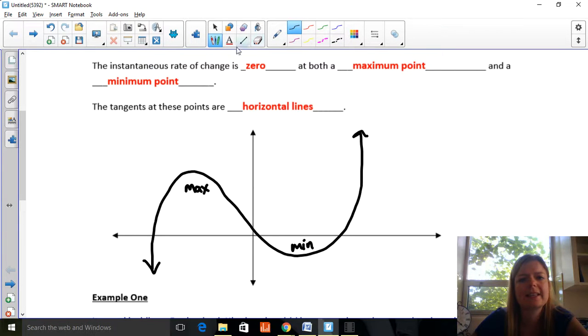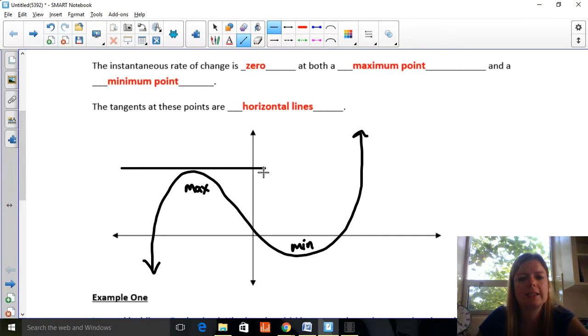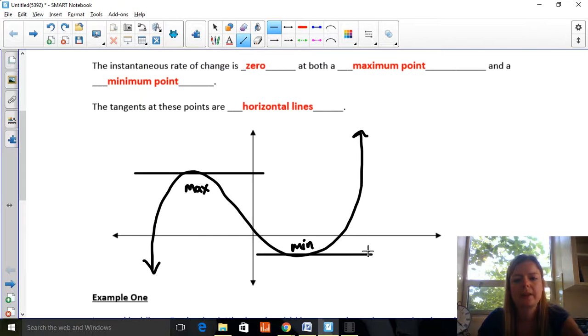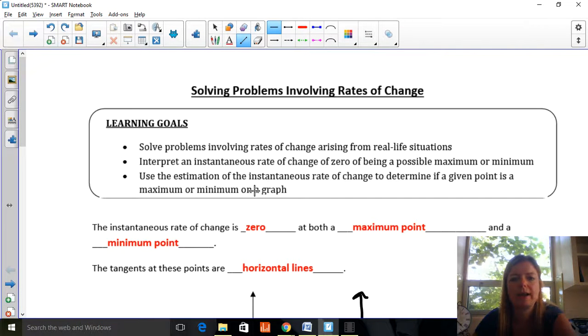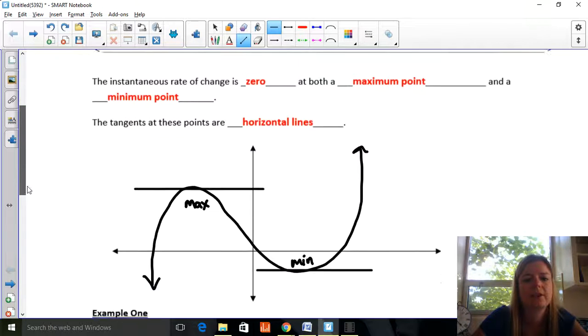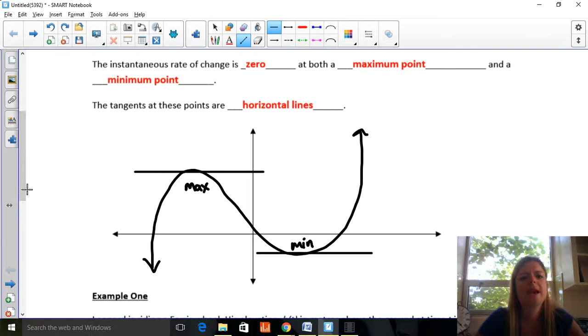Now, in both of these cases, the instantaneous rate of change is 0 at the maximum point because the tangent would be a horizontal line exactly at the max. And the same can be said for a min, that the tangent exactly at that min would be a horizontal line, which means that it would have a slope of 0. So that's why we know that the instantaneous rate of change should be 0 at a maximum and at a minimum, because their tangents are horizontal lines.